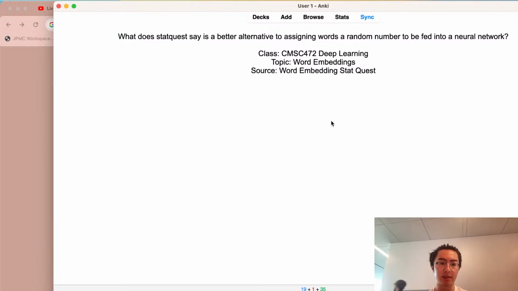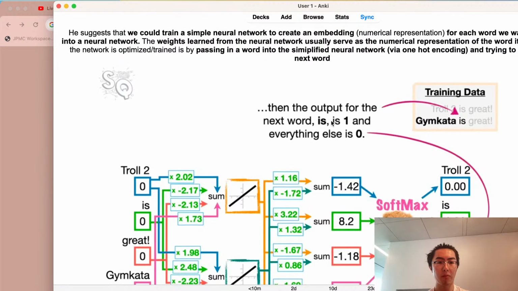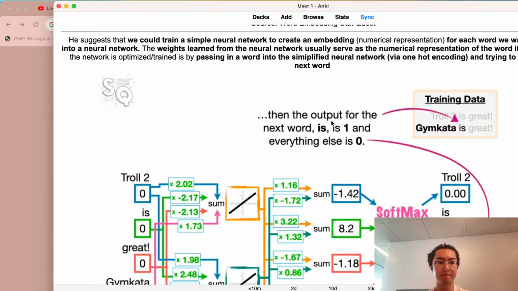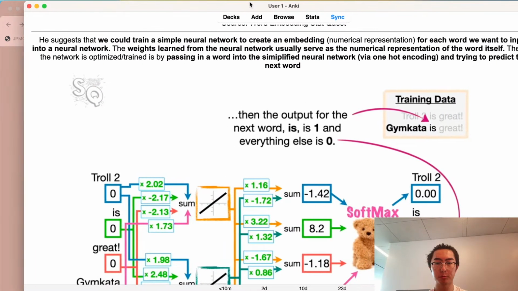What does StatQuest say is a better alternative to assigning words a number to be fed into a neural network? Just use a word embedding. Train a neural network to embed a word for you. Okay.